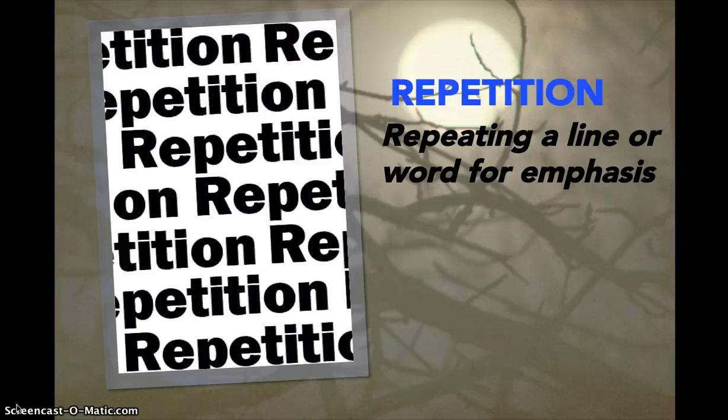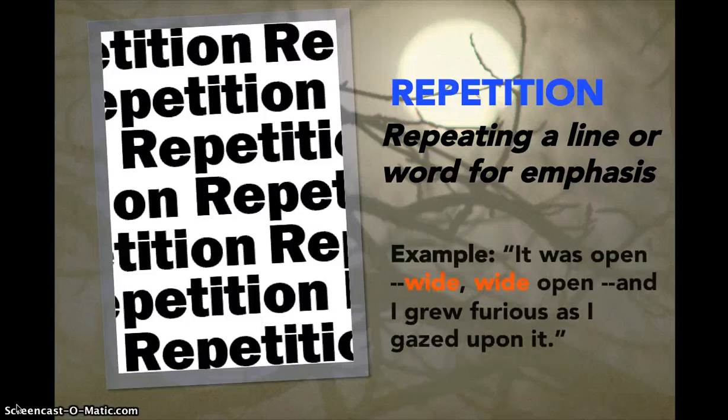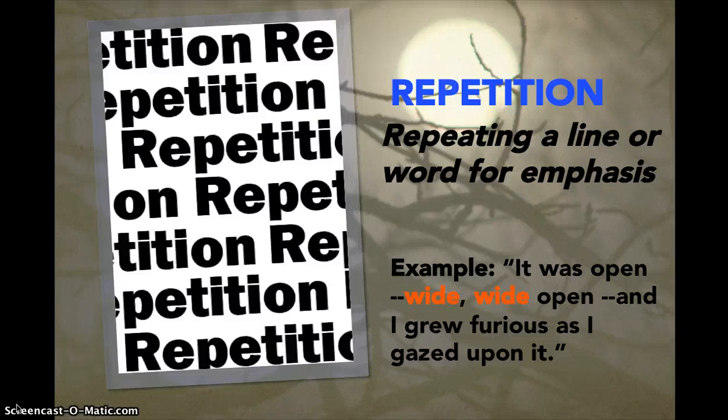Next, repetition, repeating a line or word for emphasis. An example would be, "It was open, wide, wide open, and I grew furious as I gazed upon it." Authors don't repeat words because they don't have another word to say or can't think of something else. They repeat words for emphasis and to give the story that slowness or that creepiness.